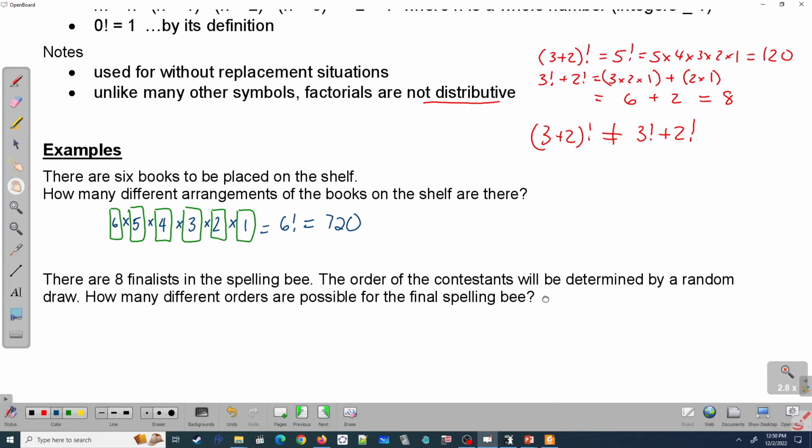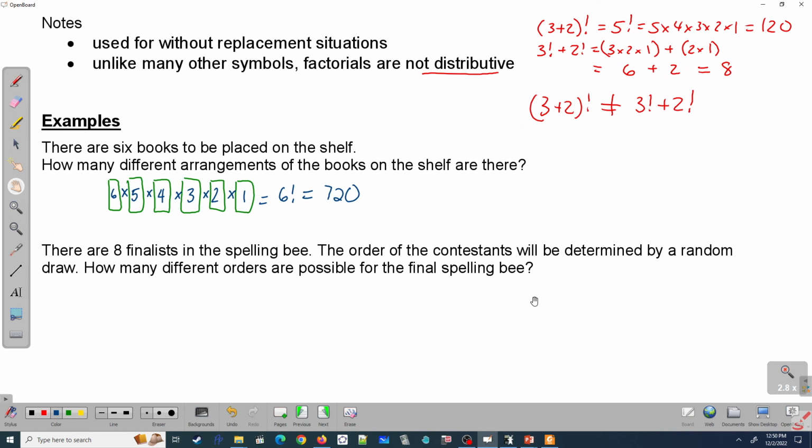Let's continue with another example. There are 8 finalists in the spelling bee. The order of the contestants will be determined by a random draw. How many different orders are possible for the final spelling bee? So this is, again, just lining people in order, because once I pick who's going to go first, they're not going to go a different way.